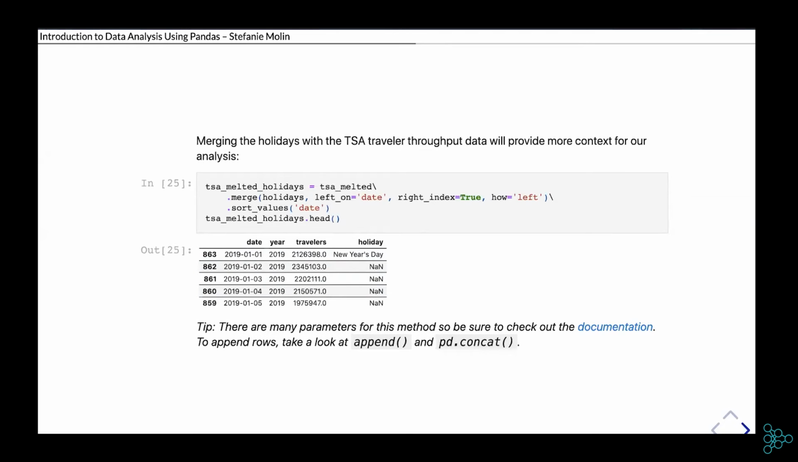There are a lot of methods, a lot of parameters to merge, as I was mentioning before, so I've linked out to the documentation. But if you want to just append rows, then I'd recommend taking a look at the append method or the pd.concat function.